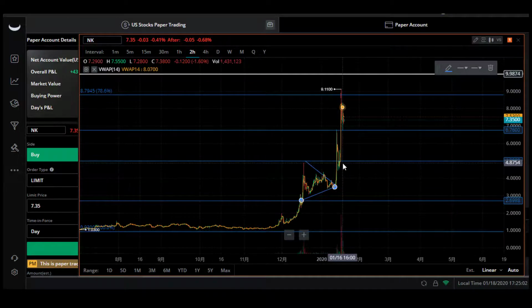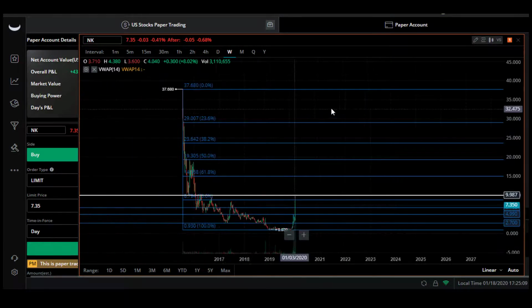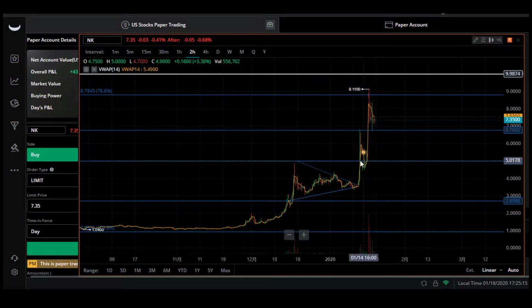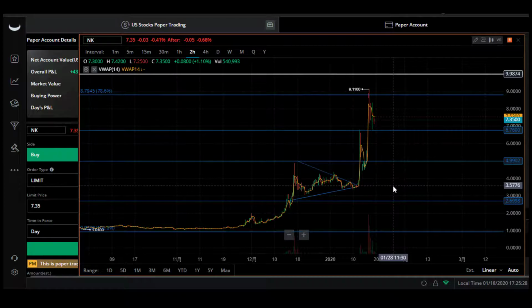Now here, if you want to be sure and you just got all your lines set in from the weekly level, which we just did, you would have set your profit taken here. You could set your profit taken here. You could set your profit taken here. That's how you can use both the Fibonacci lines and the support resistance line to tell you when to get in and get out of a trade.